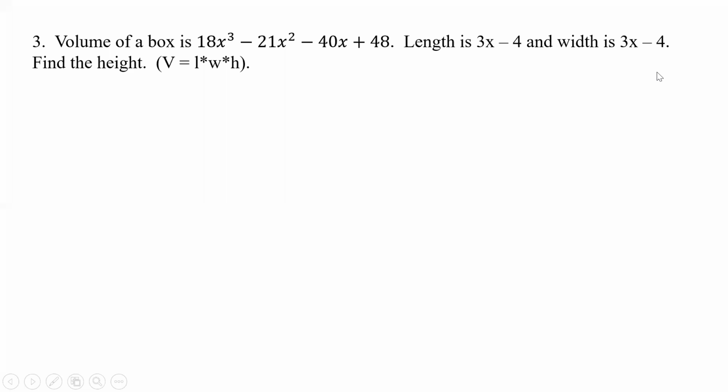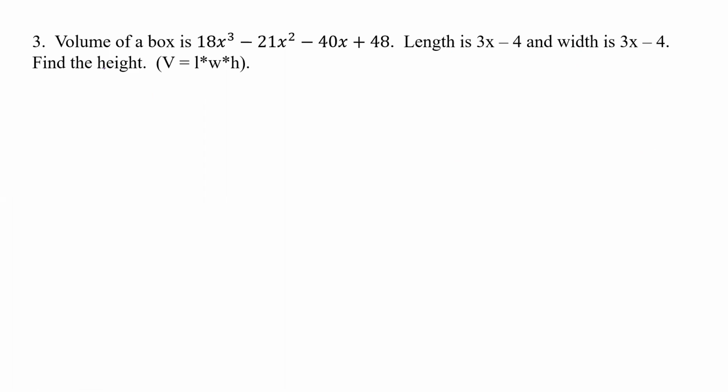All right, so now we have a volume of a box is 18x cubed minus 21x squared minus 40x plus 48. We have a length and we have a width, okay? And because it's a box, length times width, they're going to have the same length and the same width if it's a true box here. Now, if it's a rectangular box, that'll be something different. So what do we have?